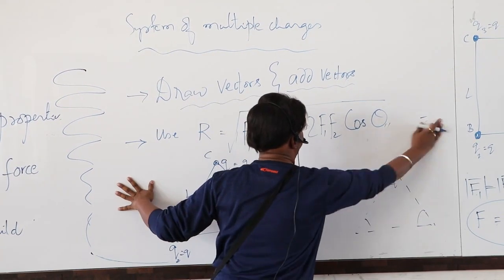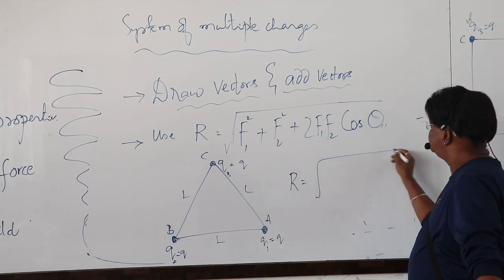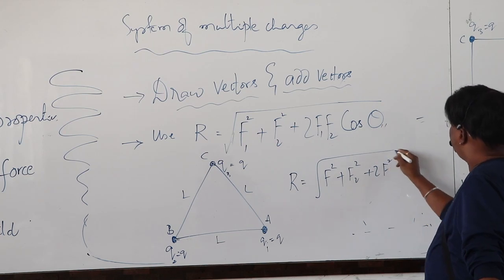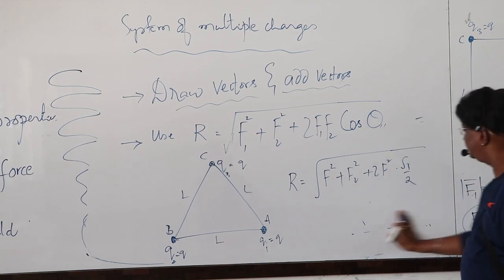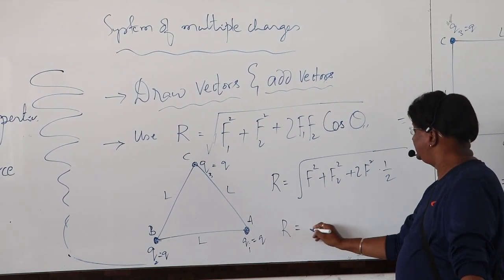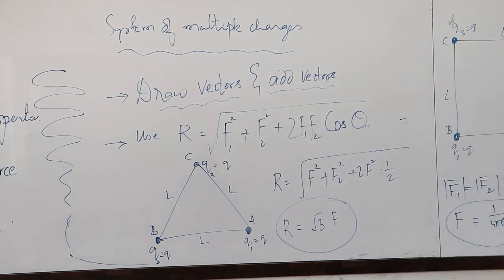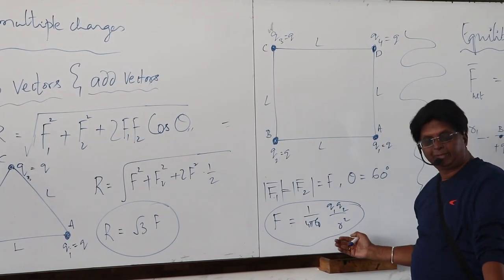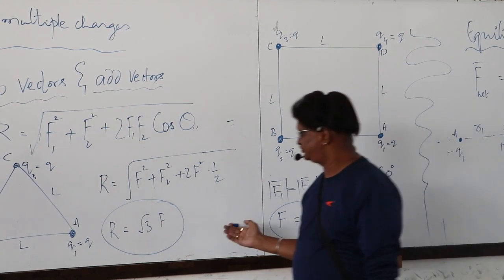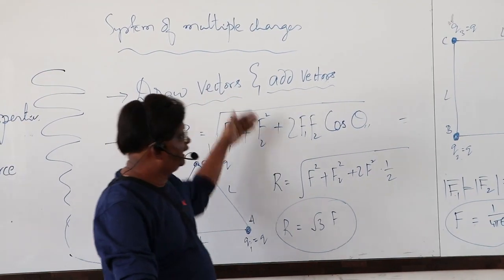Hope you will do it simply on your own. What will be the answer? R is root of F square plus F square plus 2F square cos 60, and cos 60 of course is 1 by 2, and therefore the final answer you will get is root 3 times F. And what is that F? Of course we have calculated it as 1 by 4 pi epsilon naught q square by R square. So in the data all the values are given, you can just simplify and substitute here. So this is one such example where we have drawn vectors and added vectors.